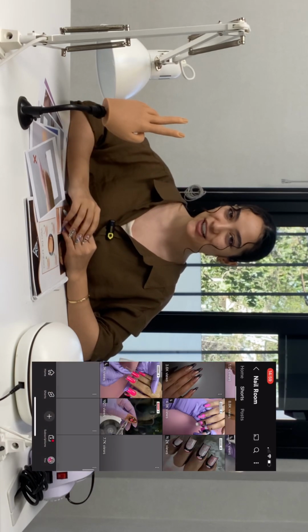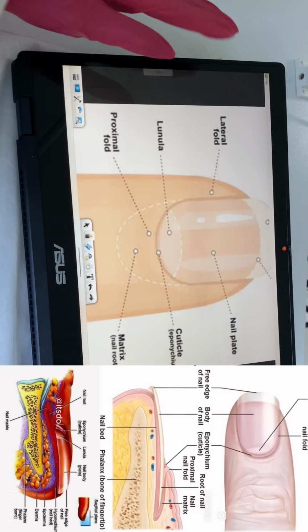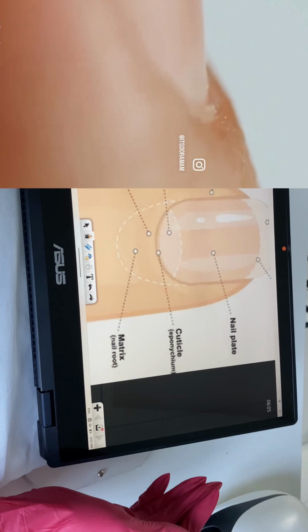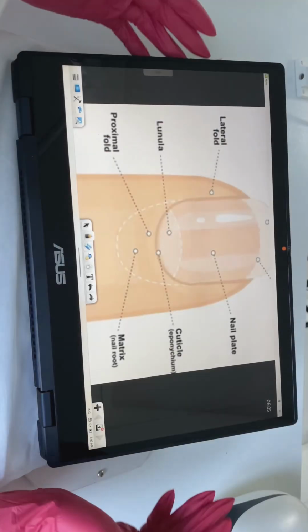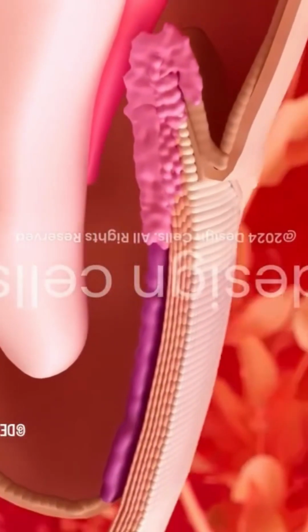professional nail technician. In this video, we're talking about nail anatomy. I'll explain each part clearly so you can check your client's nails and work safely. Let's start with the matrix. It's located in here and we can call it the factory of the nails.